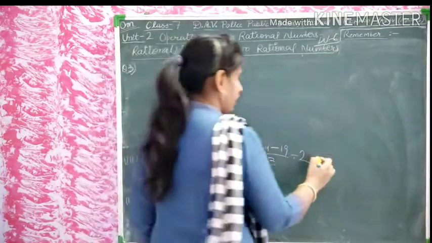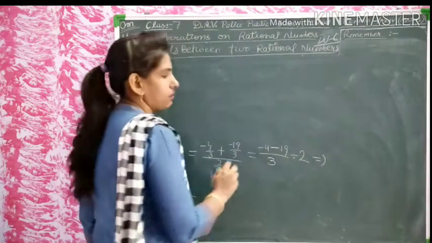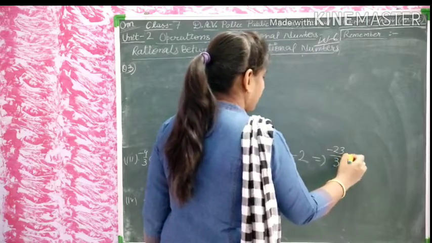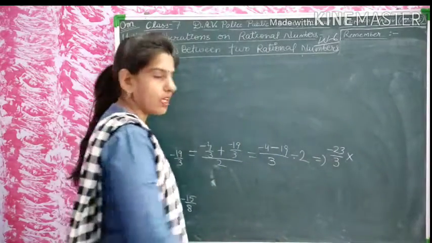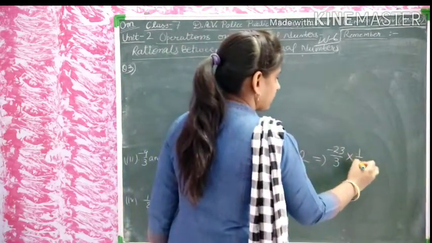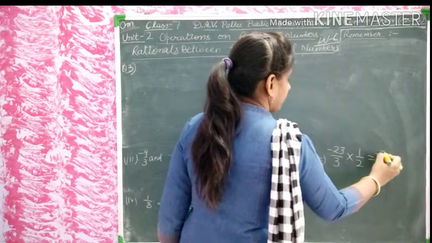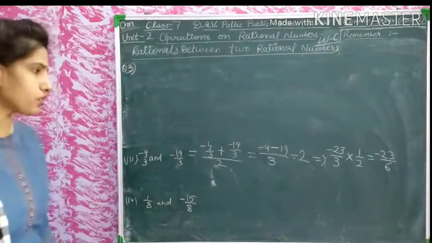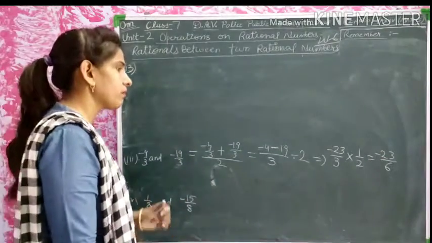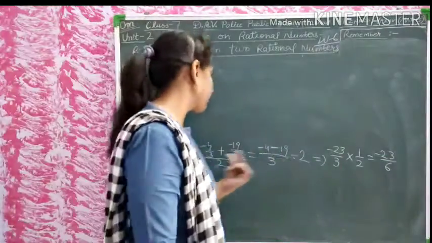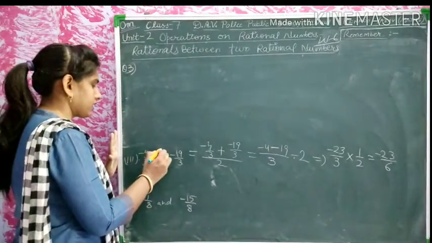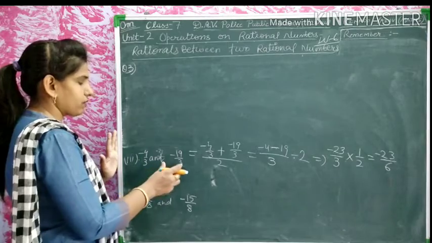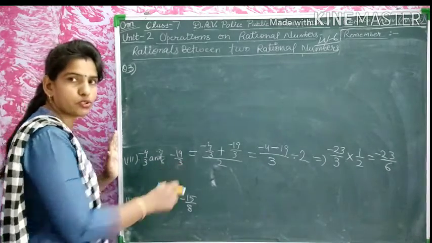Is this clear? Now this will become minus 19 minus 4, that is minus 23. This will be divided by 3 and divide changes to multiply. And what is the reciprocal of this number? That is 1 by 2. And it will become minus 23 divided by 6 here. Is this clear, students? Now we will go to find one number between these two numbers. There is minus 23 divided by 6. Now we will find one rational number between these two numbers.